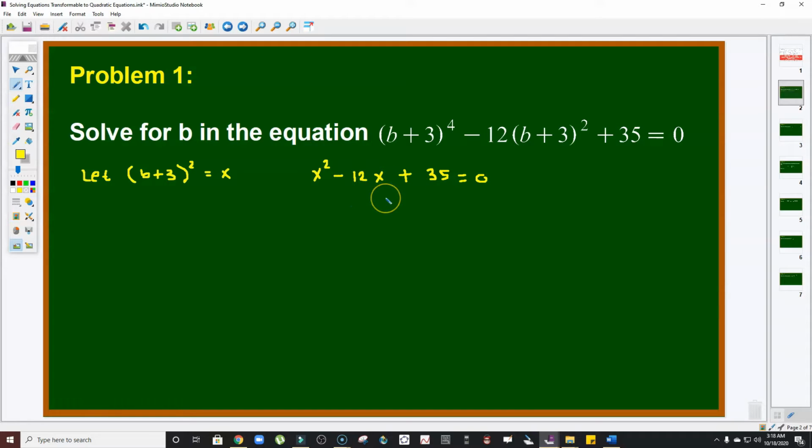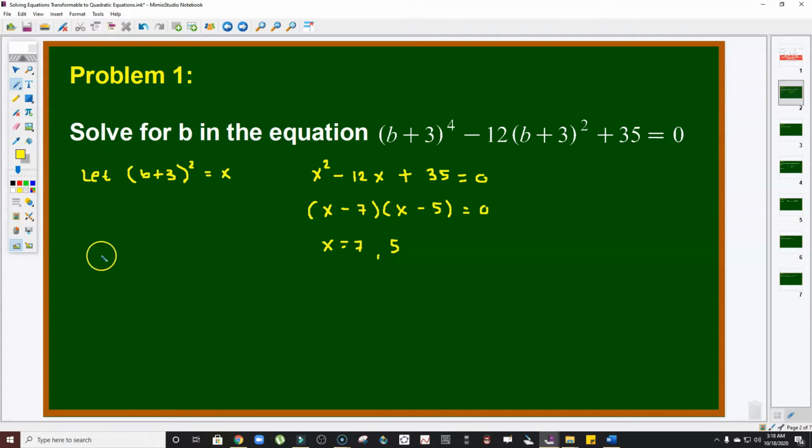So therefore, you can now apply all the techniques that you learned in your previous lesson, right? So obviously, we can apply factoring here, alright? So factors of 35 that will give you a sum of negative 12. That's (x minus 7) times (x minus 5) equals 0. See that? So therefore, the values of x here are 7 and 5. But take note, we are not looking for the values of x. We are looking for the value of b.